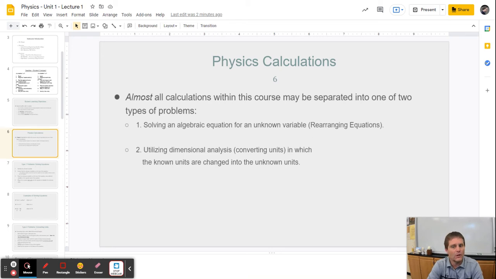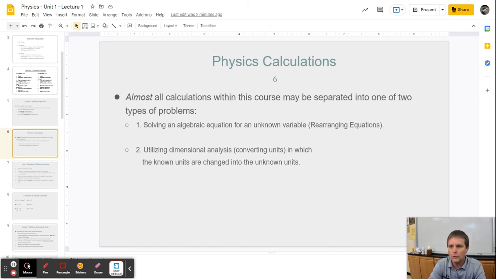The second type is utilizing dimensional analysis. Dimensional analysis is a fancy word for changing units. Maybe you're starting in units of feet and you want to go to meters. Maybe you're in miles per hour and you want to go to feet per second. Maybe you're in units of minutes and you want to go to units of hours. Dimensional analysis is the fancy phrase for converting units, changing from one unit into another unit.